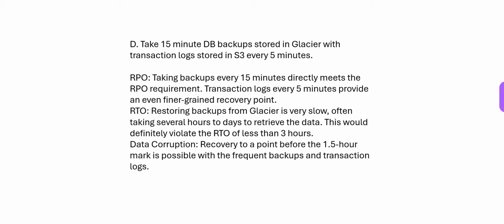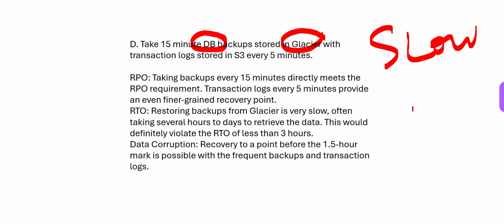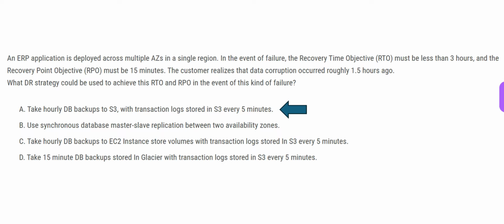D says we will take backups and store them in Glacier. See, if you try to restore from Glacier, the restoration process is extremely slow. So most likely your RTO will be crossed. So option A is our answer.